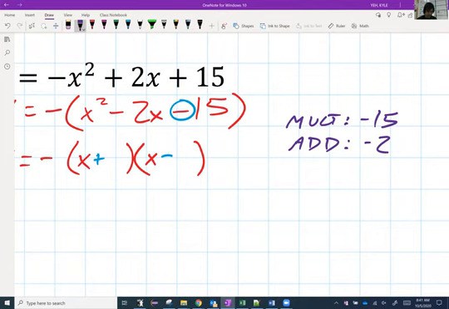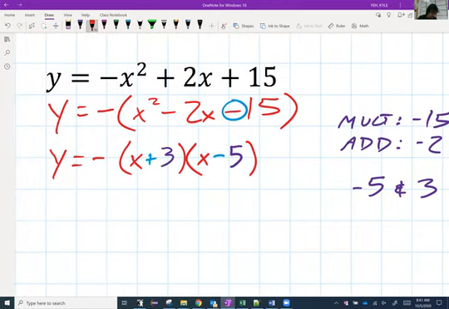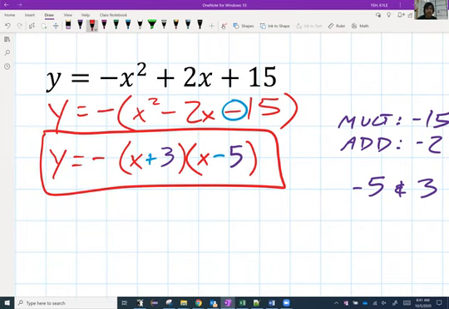So I'm thinking negative 5 and positive 3. Negative 5 times 3 is negative 15. Add them together, you get negative 2. So I'm going to put my 5 over here with the minus binomial so that it's negative 5, and the 3 right here, x plus 3, to make it a positive 3 in that binomial. And right there we have our factored quadratic equation.